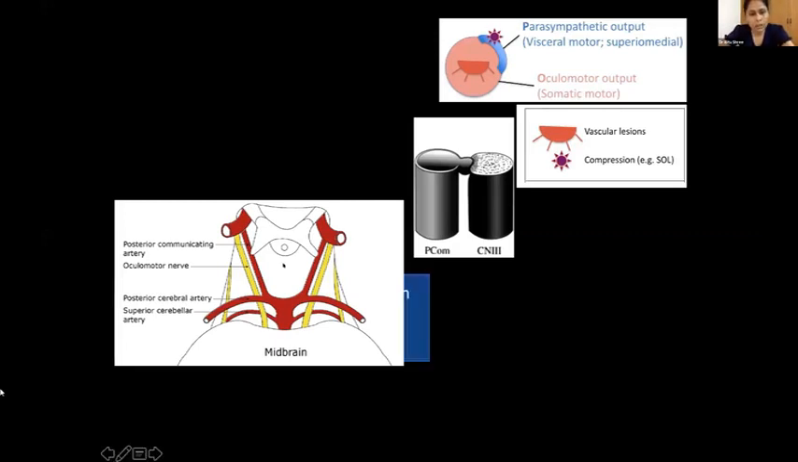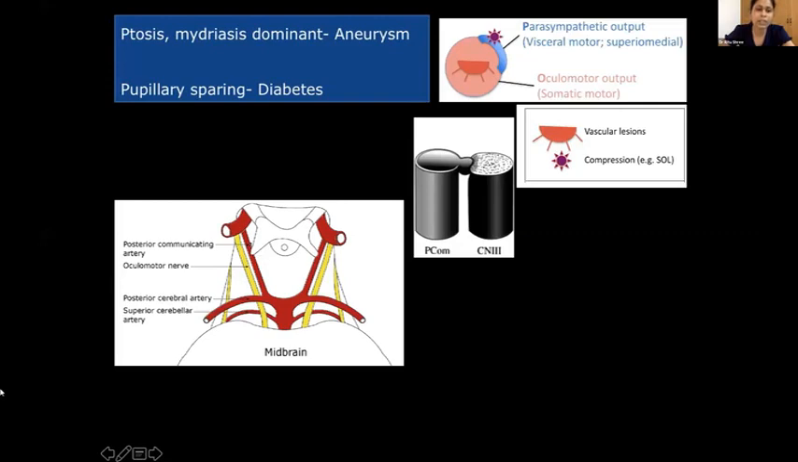The most important point here is that whenever there is aneurysmal third cranial nerve involvement, there is always involvement of the pupil. Why? Because the pupillary fibers are superficially placed, and when the compression occurs from here, the pupillary fibers are the first to go. That's why you will almost always see a dilated pupil in an aneurysmal third cranial nerve palsy.